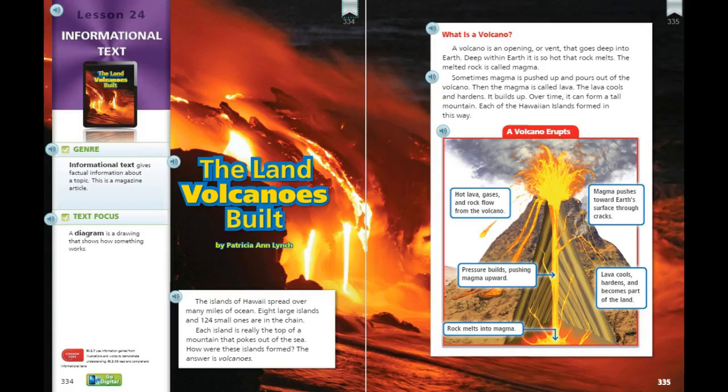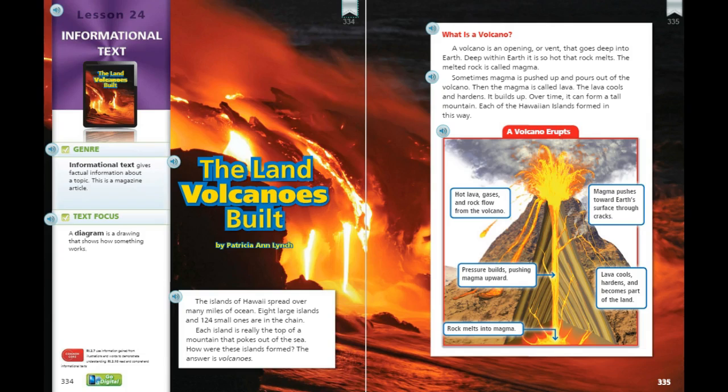Today we're going to compare texts using The Land Volcanoes Built. This is an informational text. It is on page 334 of your student book. An informational text gives factual information about a topic.